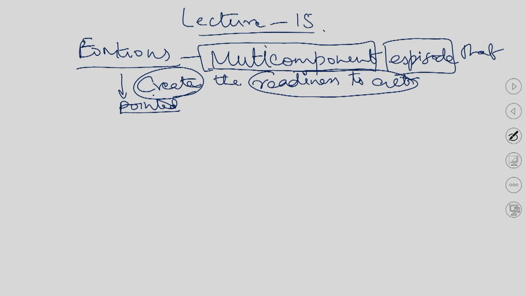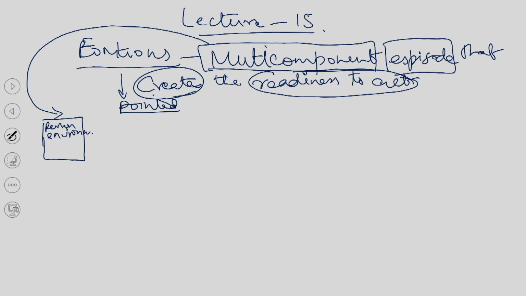Generally, any emotion episode, if it is a multi-component episode, how do I define emotion? Any emotion starts with something called a person-environment interaction. So, the first step in an emotion is a person-environment interaction, which basically means that a person has to get involved with an environment for an emotion to get created.